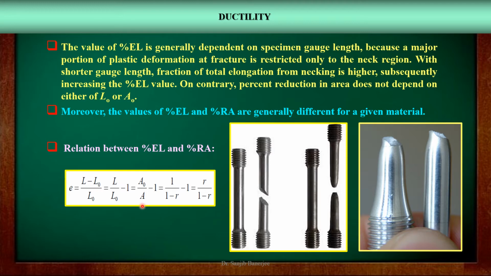And again, the ratio of A naught by A is equal to 1 by 1 minus R, where R is the percentage reduction in area. So ultimately we get the relationship of percentage elongation in length, or E, is equal to R divided by 1 minus R, where R is the percentage reduction in area.